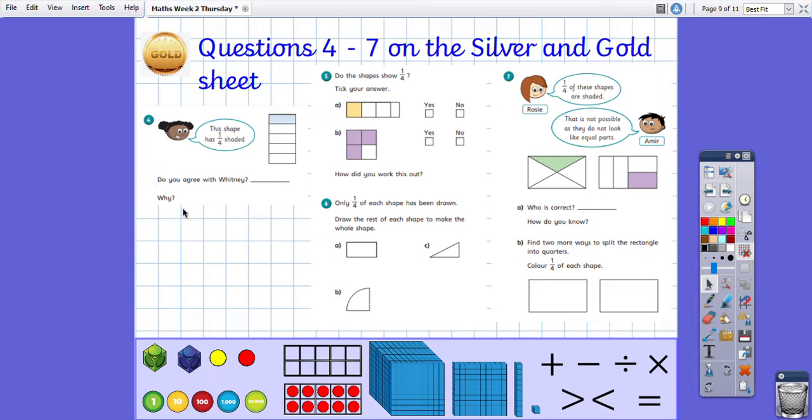Gold, you've also got to tell me if you agree with Whitney and why. And then you have got to decide whether these shapes show 1/4 and tell me how you worked it out. So you need to write a sentence for that. Only 1/4 of these shapes have been drawn, so you need to draw the rest of the shape to make it whole. It's a bit like the one I showed you with my halves, so you can always go back to that video and have a look at what we did. And then question 7, you've got to decide who is correct and then find 2 more ways to split the rectangle.